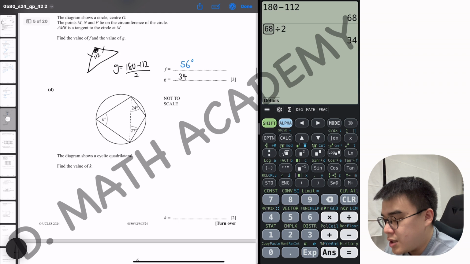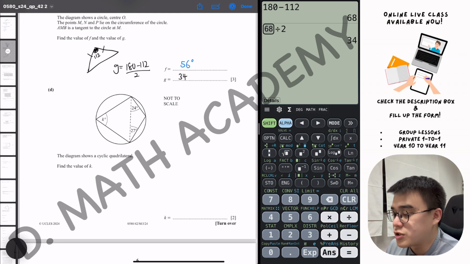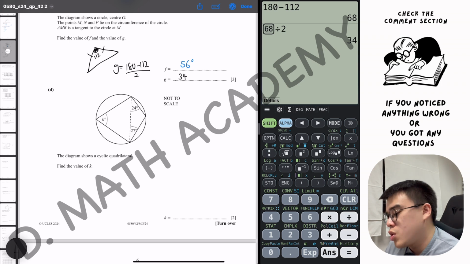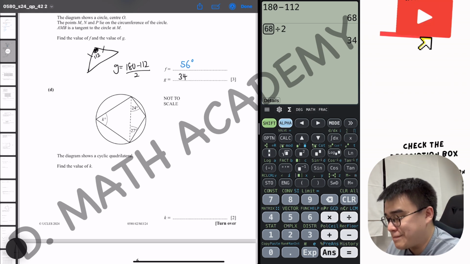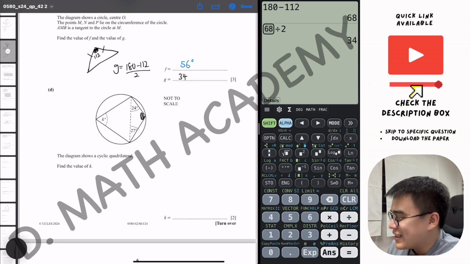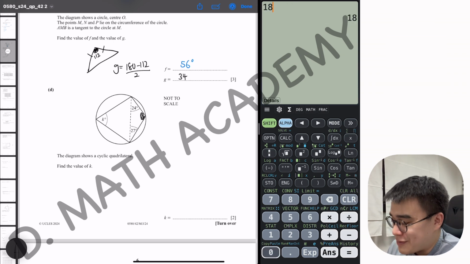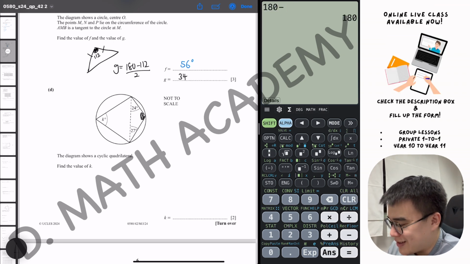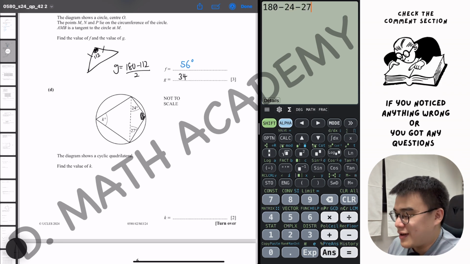Moving on to D, we have a cyclic quadrilateral asking us to work our way out to find K. They're actually being super nice here. I started to think that it was because they made paper two so hard, so they're trying to give us marks or spoon feed us a relatively easy graph here.